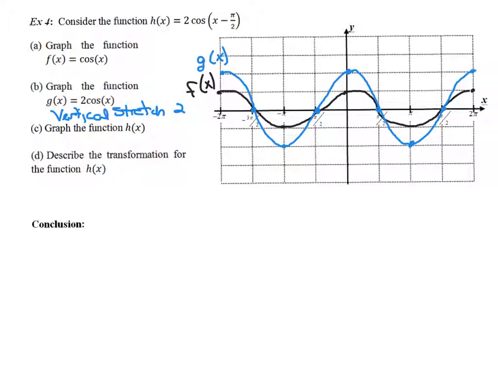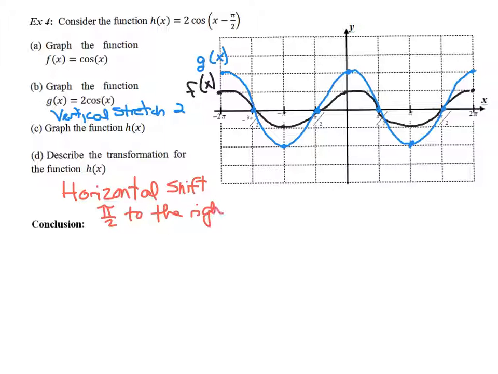H of x says let's graph 2 cosine of x minus pi over 2. Do you recognize that as a horizontal translation or a horizontal shift? Now you'll remember that when we did horizontal shifts, we always had to look at the opposite of the sign with the x. So in the case of x minus pi over 2, what that really means is that we are going pi over 2 to the right.